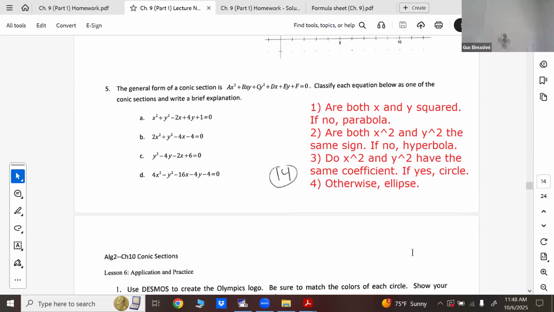So if x, y are both squared, then it could be circle, ellipse, or hyperbola. But if they're not, then it has to be a parabola, because a parabola only has one square term, right? We know that. Okay, let's say they're both squared. Are they the same sign? Because if one's positive, one's negative, then it's got to be hyperbola. I'm done. But let's say they're both the same sign, both positive or both negative. Do they have the same coefficient? Then it's got to be a circle, and we divide it by that number. So if yes, circle, and otherwise your last option is an ellipse.